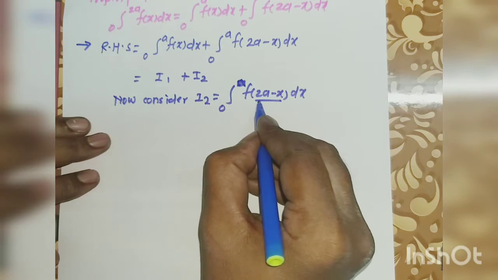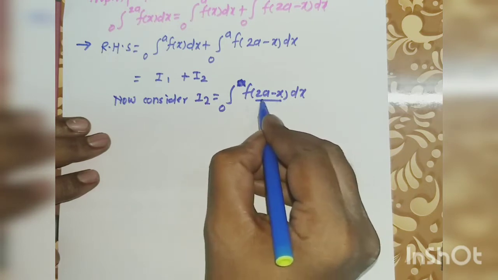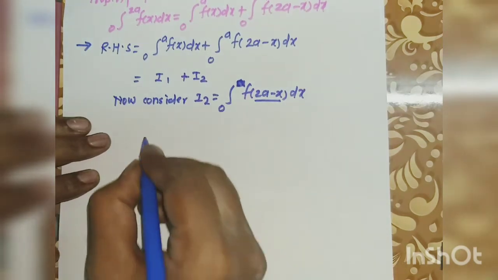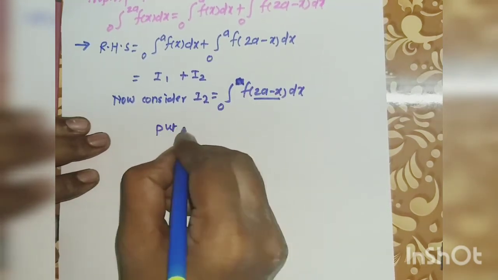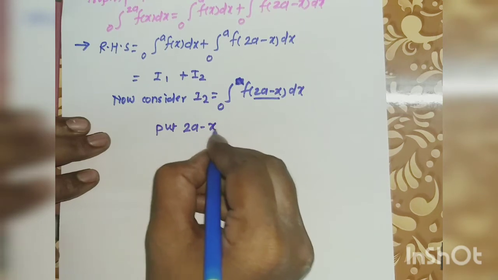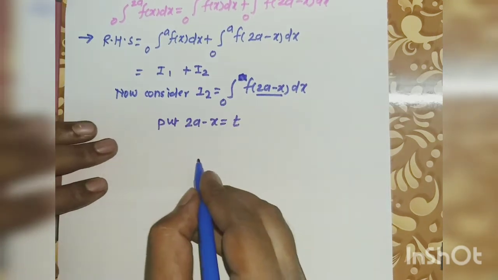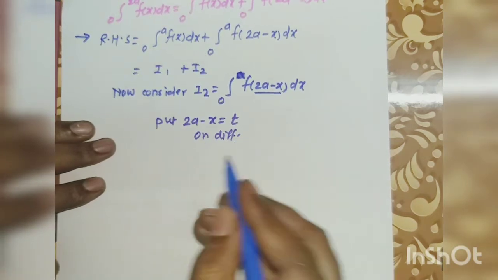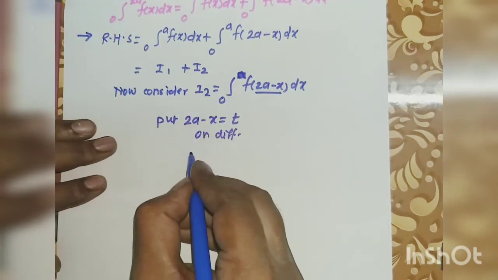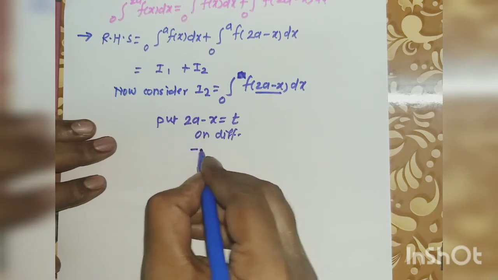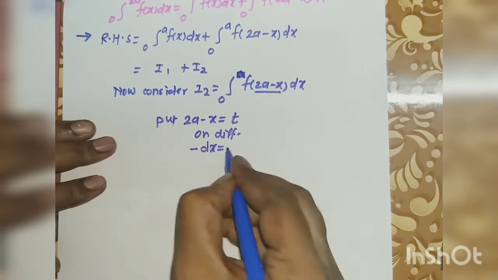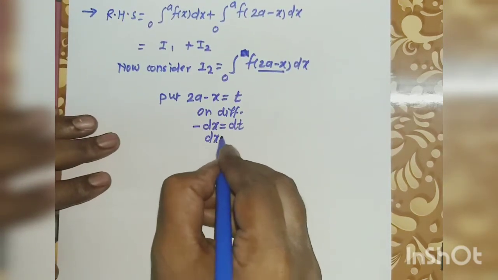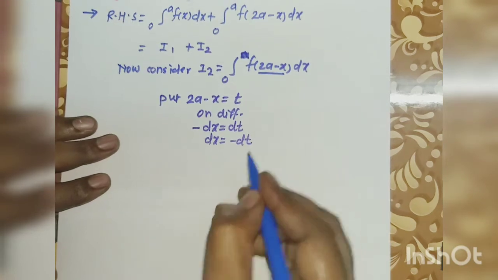Now here the variable is 2a minus x. In place of 2a minus x, we substitute a new variable. Put 2a minus x equal to t. On differentiation, the derivative of 2a is 0, and the derivative of minus x gives minus dx equal to dt. Therefore, dx is equal to minus dt.